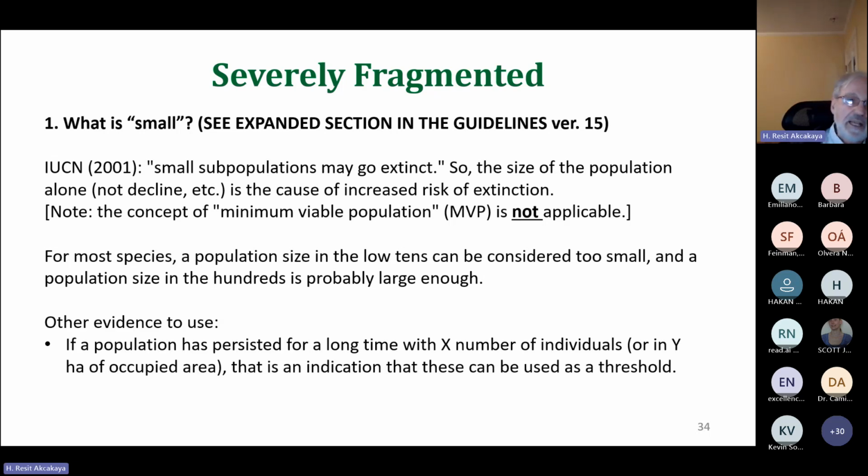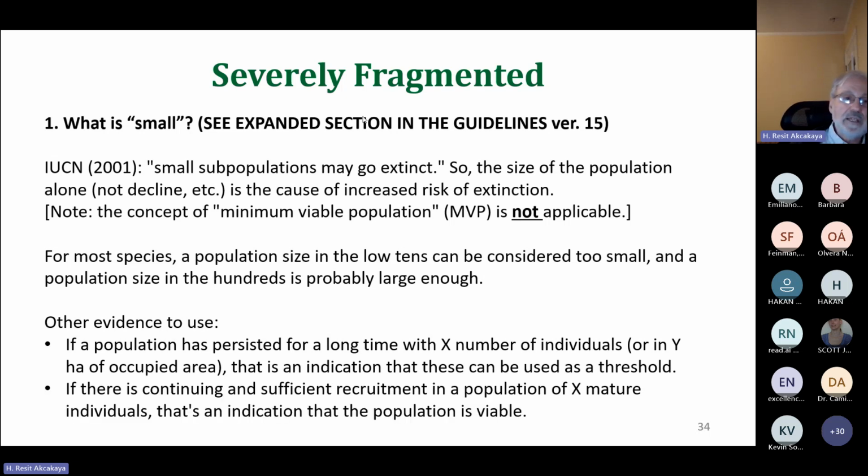Other evidence that you can use, again, these are in the guidelines. If a population has persisted for a long time with X number of individuals, or in certain size of occupied area, then that's an indication that it is a viable population, right? Because it has been there for a long time. There are records going back decades that there is a population there. Then that means you can use that as an indication that that's a viable population. Or if you study a population and you see that there is continuing and sufficient recruitment in a population of X mature individuals, again, that's an indication that that population is viable.